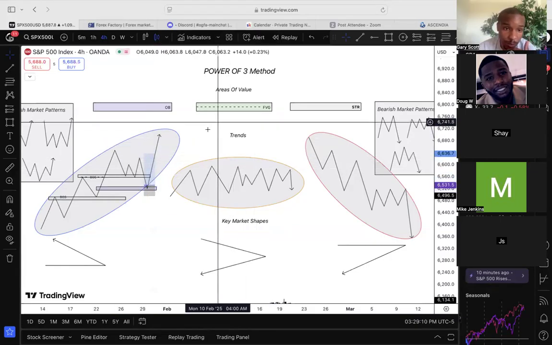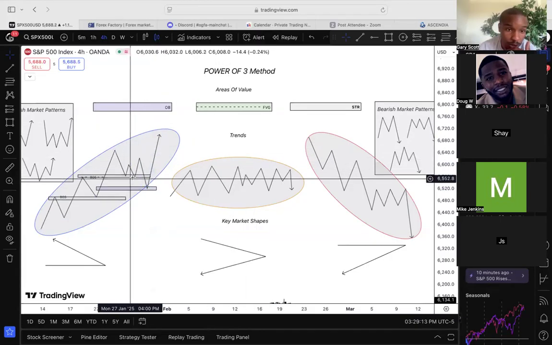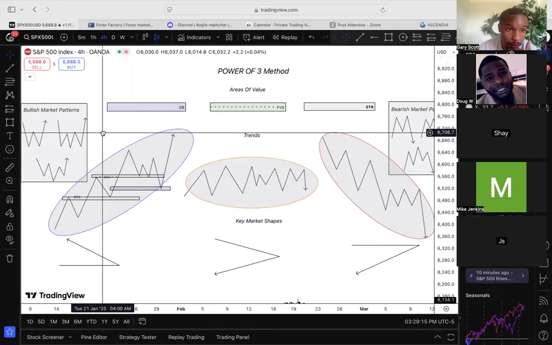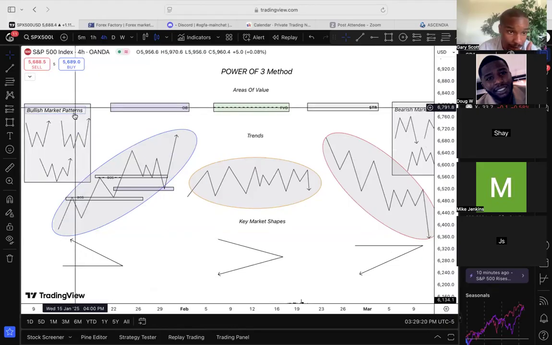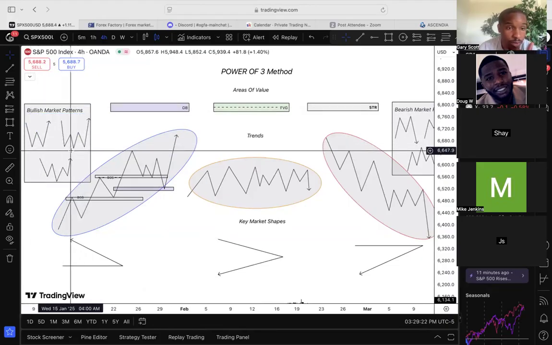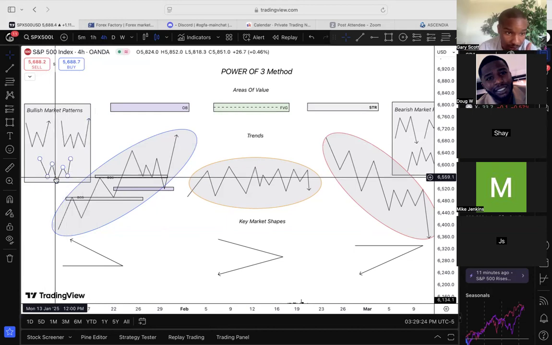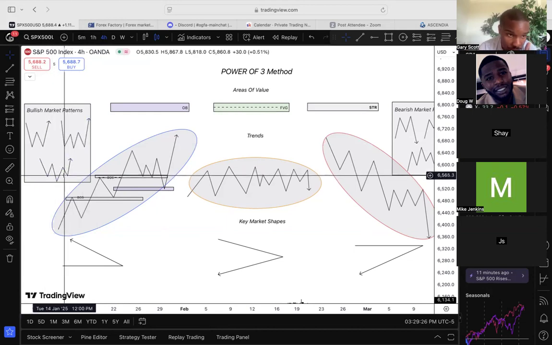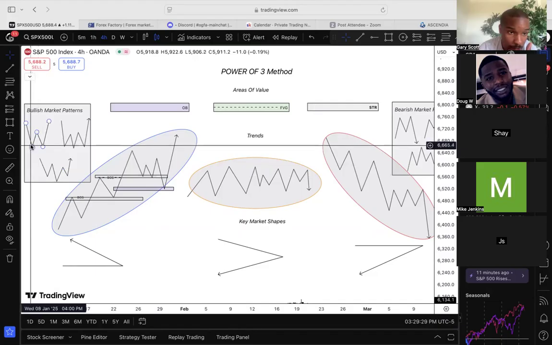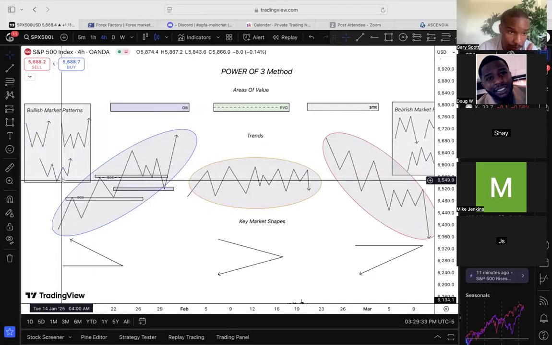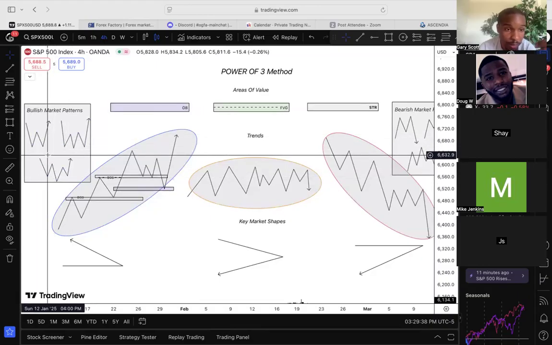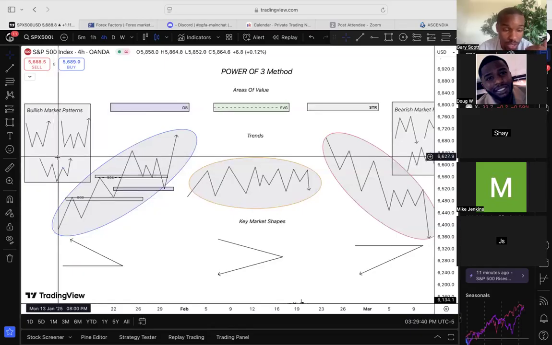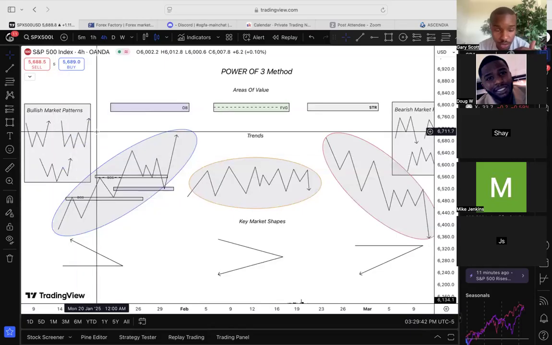Now, let's say, for example, price created this bullish candlestick market pattern. As we see here, we have our bullish market patterns. You have a double bottom, a triple bottom, and then you have an inverted head and shoulders. These patterns either start an uptrend or they will be continuation patterns within an uptrend.